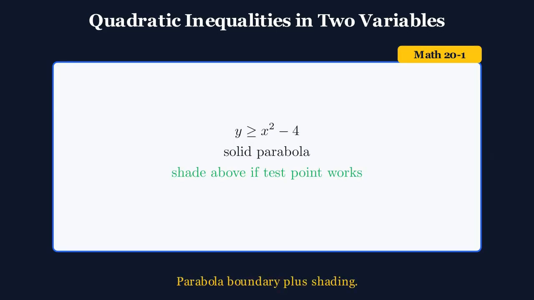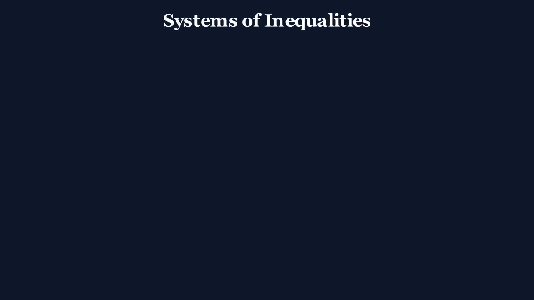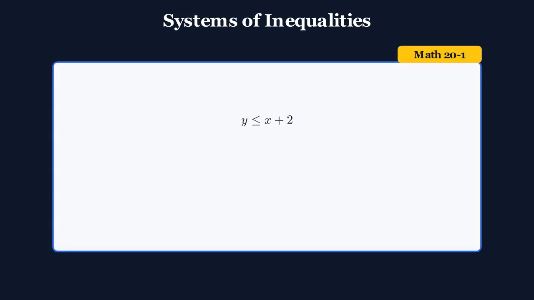A system of inequalities is solved by graphing every inequality on the same grid. The solution is the overlap of all shaded regions. This overlap is called the feasible region.